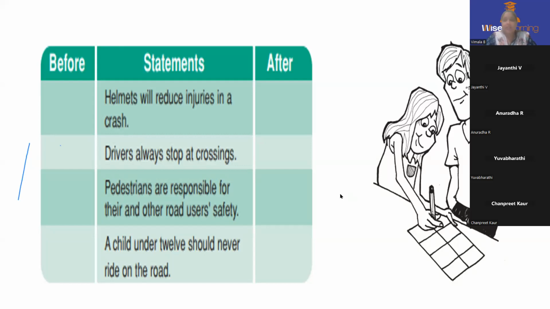And then after: if you ride it, what will be the effect of it? So like a precaution and the action of it, I need to exchange.